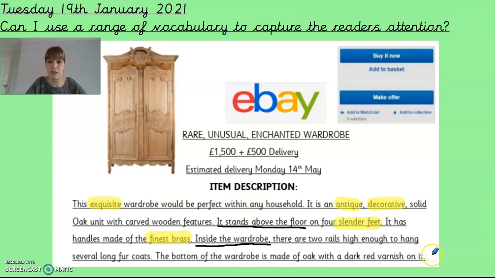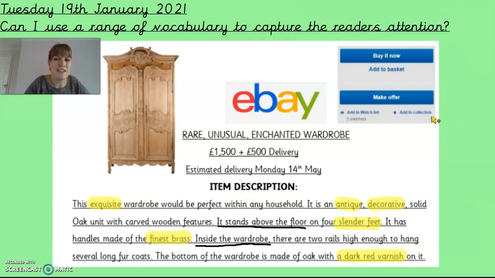So inside the wardrobe, there are 2 rails high enough to hang several fur coats. The bottom of the wardrobe is made of oak with dark red varnish. Okay, got a bit of an expanded noun phrase there to really capture the reader. Okay, so that's all I've got on my slides today.